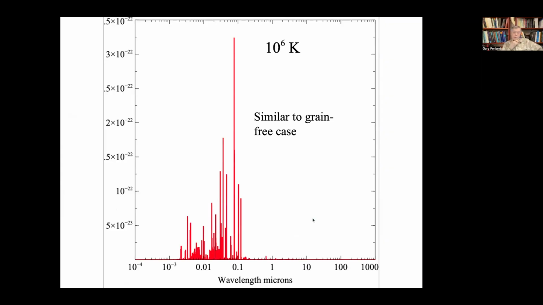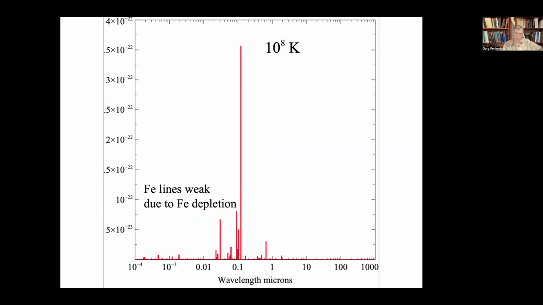At 10 to the 6th Kelvin, the spectrum doesn't look a lot different than it did with the dust-free case. There's strong emission, lots of lines, and they're all in this unobservable part of the spectrum where the transmission of the ISM blocks our view. Finally, at 100 million degrees, you expect to see very strong hard X-ray emission due to iron, the iron K alpha, the two-electron K alpha triplet. The iron lines are very, very weak due to iron depletion. There are still some lines, but this hot spectrum is quite a bit different.